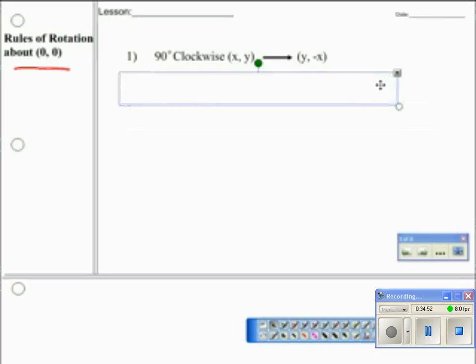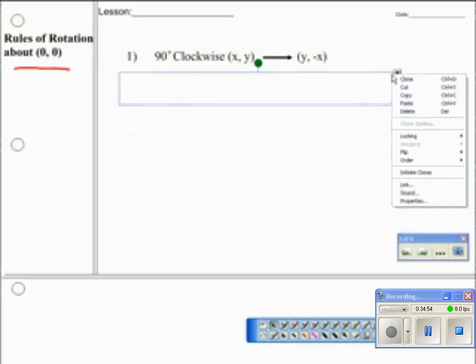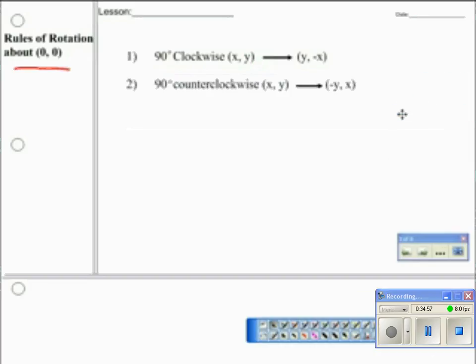The next rule. 90 degrees counterclockwise, so this is going that way, from quadrant 1 to quadrant 4. You'll change their places, so the X will become the Y, and your new X, the old Y, becomes negative when you change its sign. Now realize you change the sign. That doesn't mean it's always negative, because if you start with a negative one, it's going to make it positive.